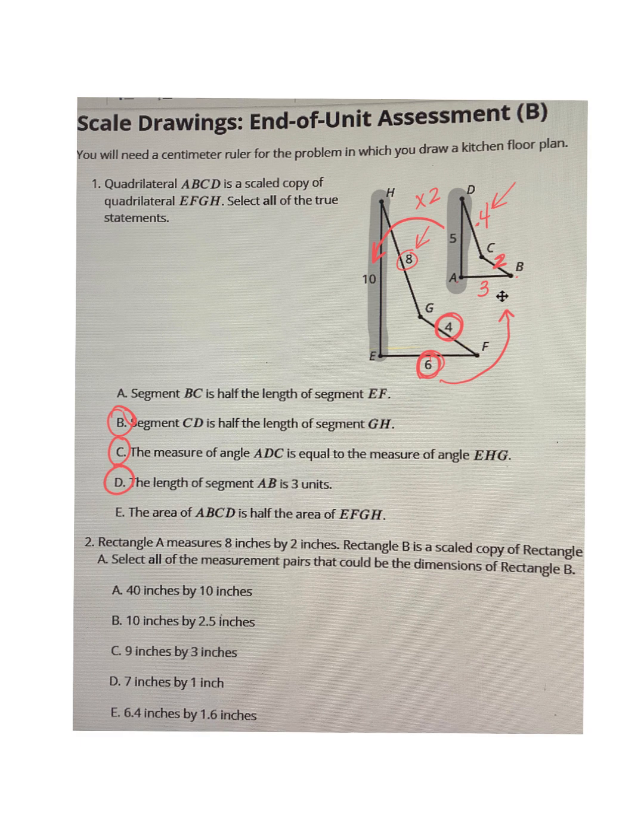Therefore, for C, it says the measure of angle ADC is equal to the measure of angle EHG. I know that's true because they have to be corresponding angles. ADC is here in blue, and corresponding to that is EHG right here. They're corresponding angles, therefore their measures are equal. And finally, we already did D. We see that the segment AB is 3 units. That's right there in blue.